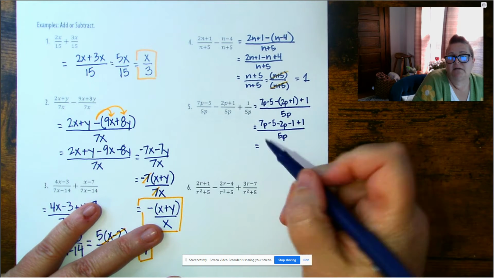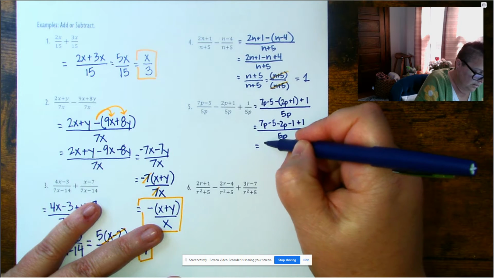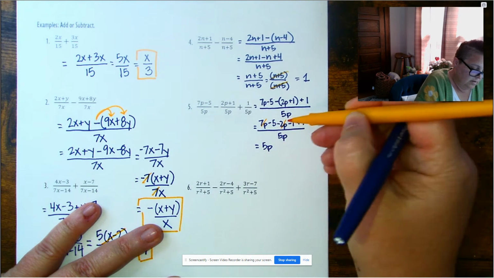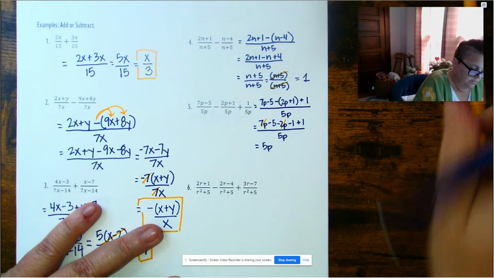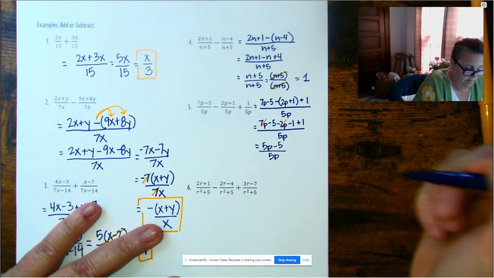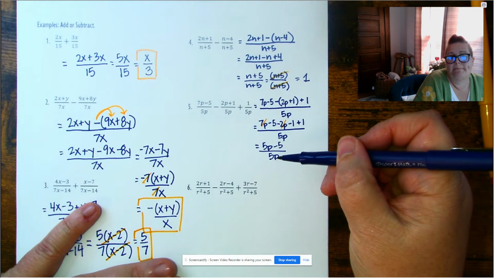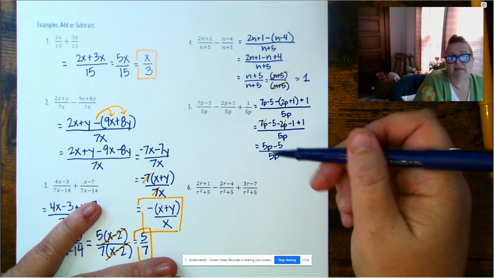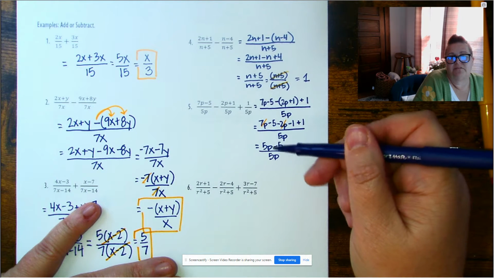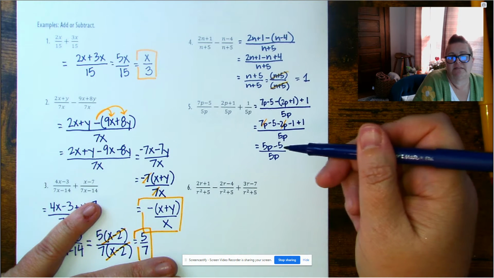All right, let's combine what we can. So 7p minus 2p, that's 5p, minus 5 minus 1 plus 1, minus 5 over 5p. Can we cancel the 5p's? Nope, cannot cancel the 5p's. This 5p is having 5 subtracted from it, so I can't do that division until I do that subtraction.